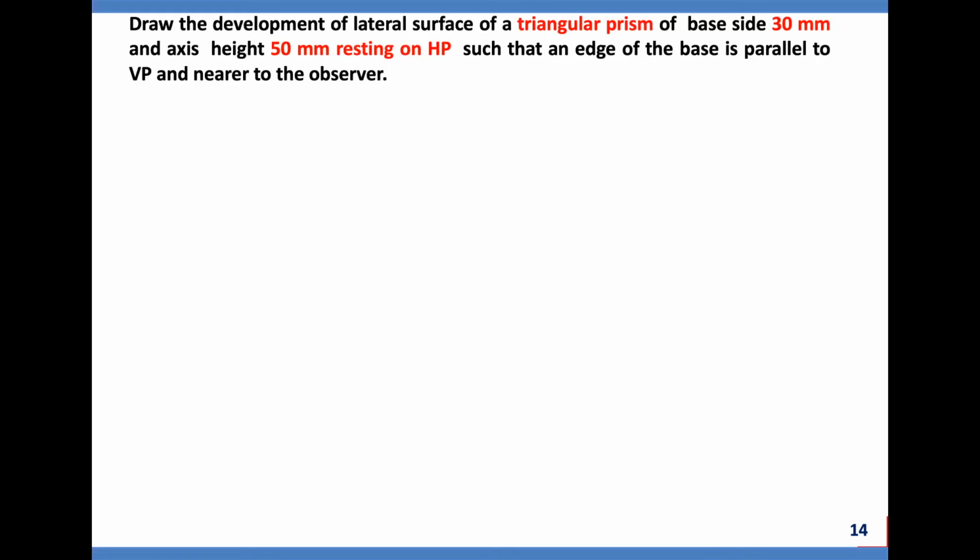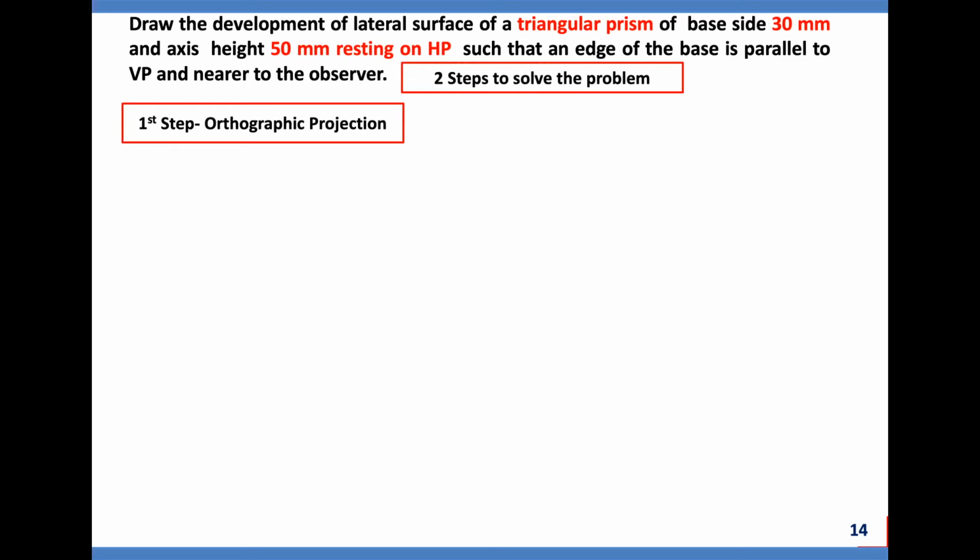Next, draw the development of the lateral surface of a triangular prism of base side 30 mm and axis side 50 mm, resting on HP such that an edge of the base is parallel to VP and nearer to the observer. 2 steps to solve the problem. First step, orthographic projection. XY line, above XY vertical plane, below XY horizontal plane, because we are following the first angle of projection or first quadrant system.